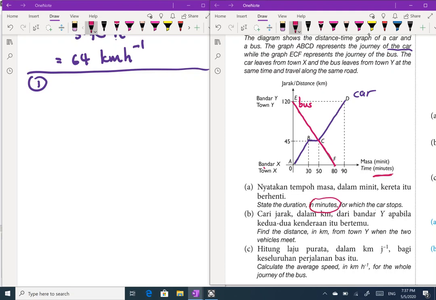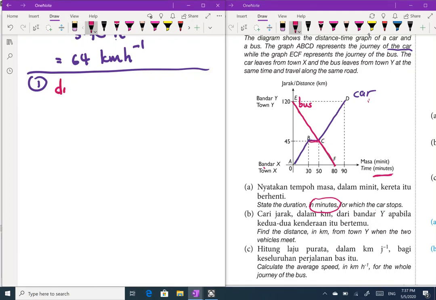For how long does the car stop? Car stop means a horizontal line. So I want the duration. 我需要时间. Duration. Okay, so it's equal to 50 minus 30. So it is 20 minutes.